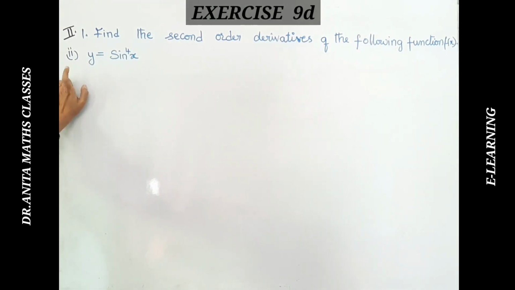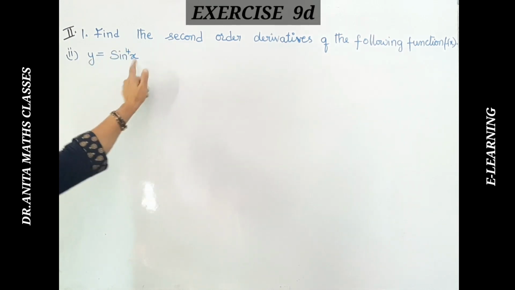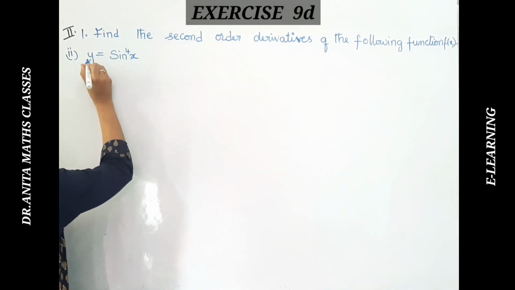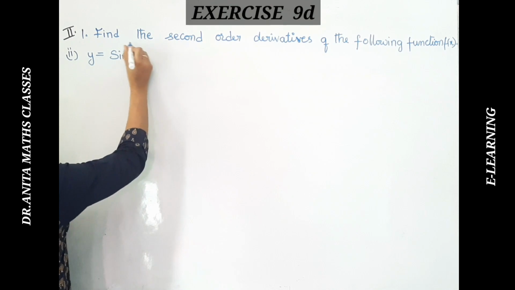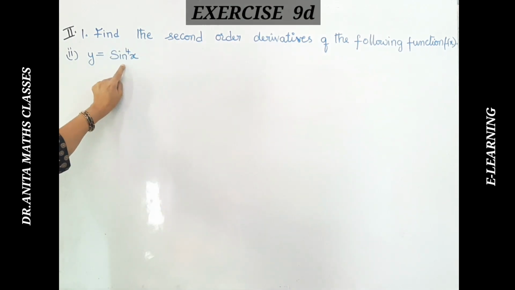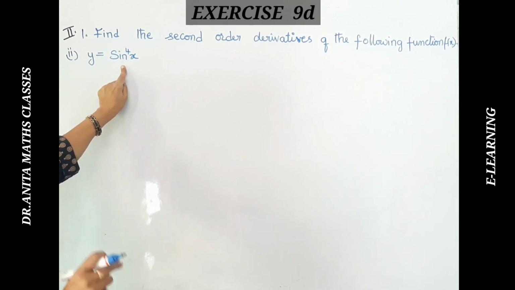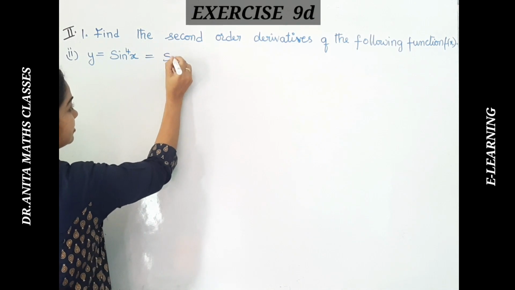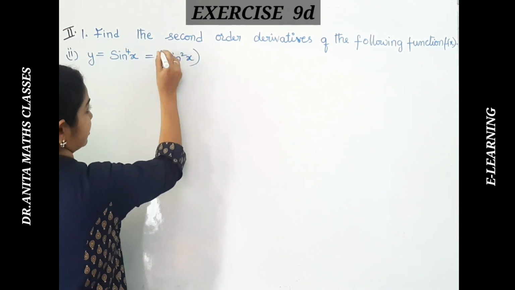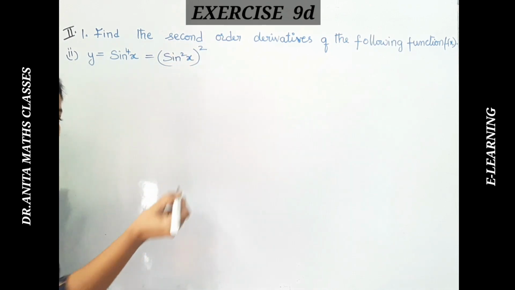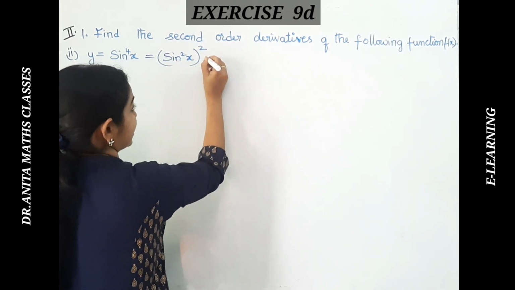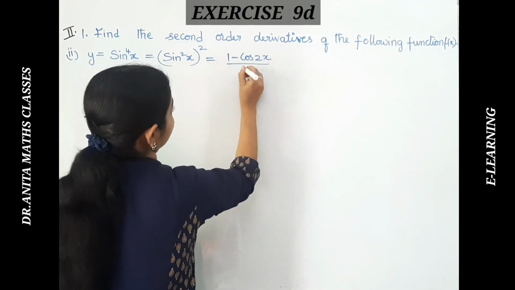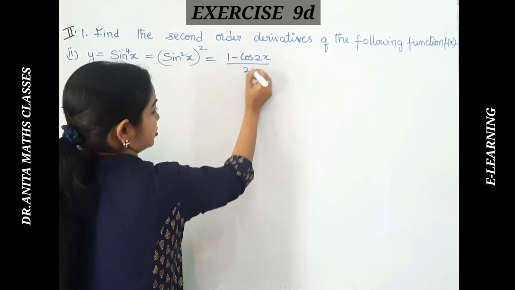Here the second bit, y equal to sine raised to the power of 4x. We have to find the second order derivative. Here first, before doing the differentiation, we will simplify this. We don't have any 4 theta formulas. Sine 2 theta, sine 3 theta we have. So here what we will do, we can write this as sine square x whole square. Again for sine square, we can use the formula of sine 2x, that means 1 minus cos 2x upon 2. Sine square x is 1 minus cos 2x upon 2.